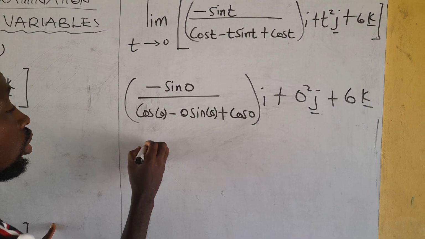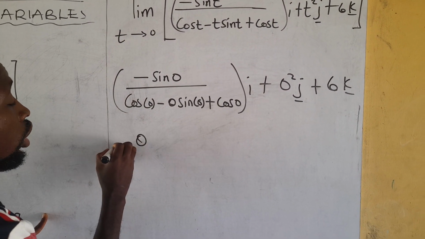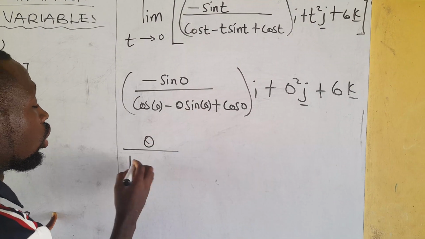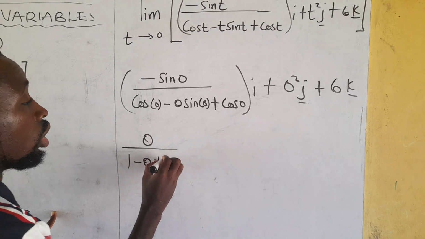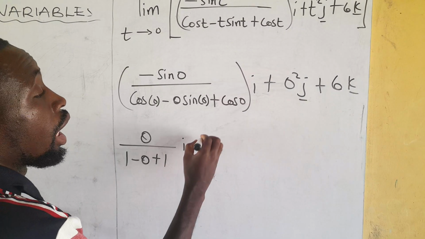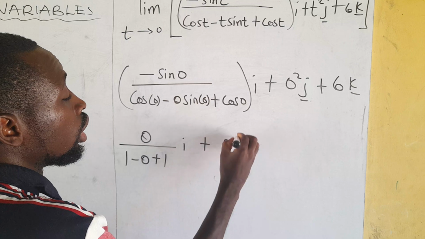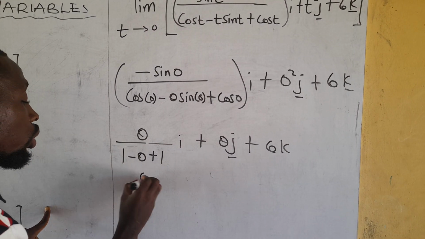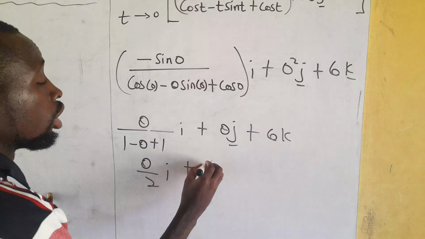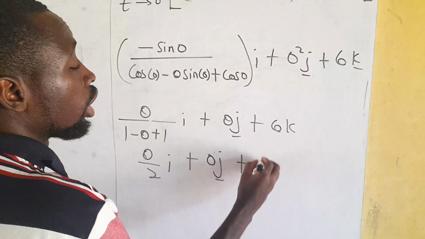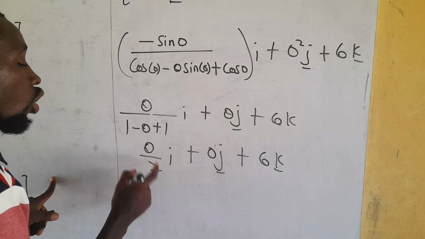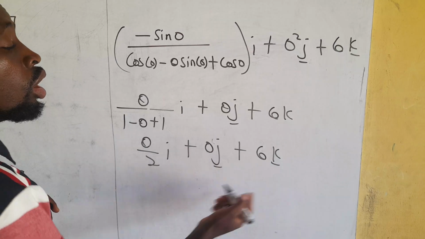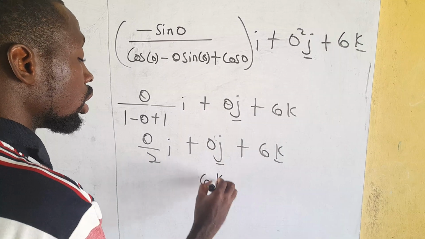Sine 0 is 0, so that will be 0 over cos 0, which is 1. 0 sine 0 is 0, times 0 will be 0. Cos 0 is 1, all that in the i direction. Plus 0 squared is 0 in the j direction, and plus 6k. We have 0 over 2 in the i direction, plus 0 in the j direction, and plus 6 in the k direction. 0 over 2 is 0, so times i will be 0, 0 times j will be 0. Then we'll be left with 6k.